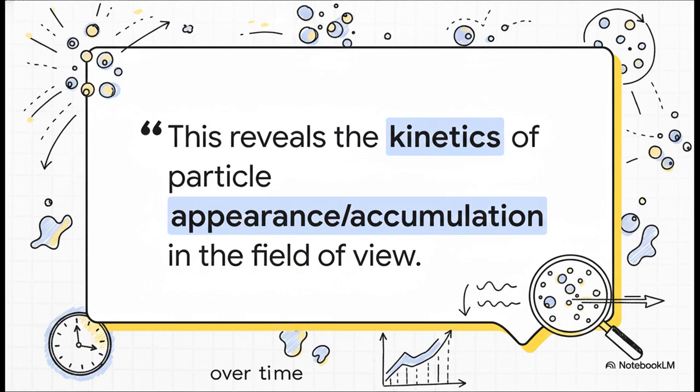And this, right here, is the whole point. As the manual itself says, this data reveals the kinetics of what's happening. It's not just about a final number. It's about the story over time. Are particles showing up all at once, or is it a gradual buildup? Does the reaction speed up? Does it slow down? Answering those questions, that's how you make a breakthrough.